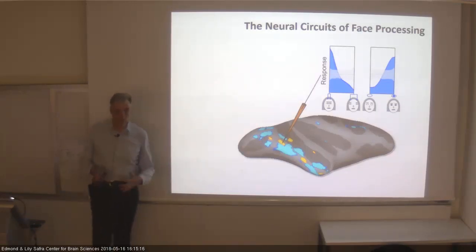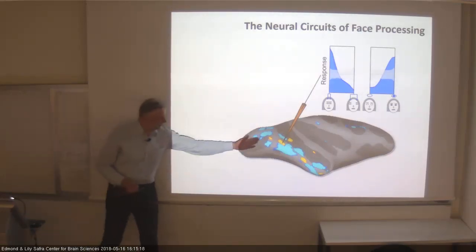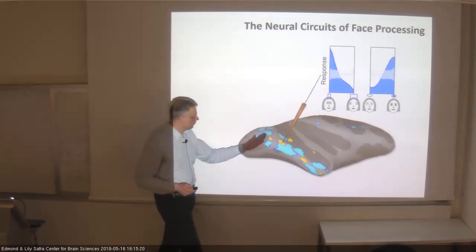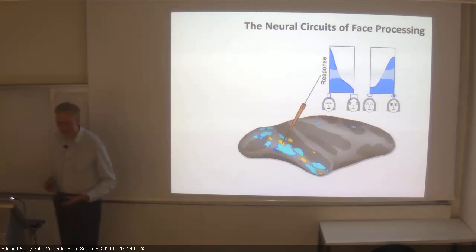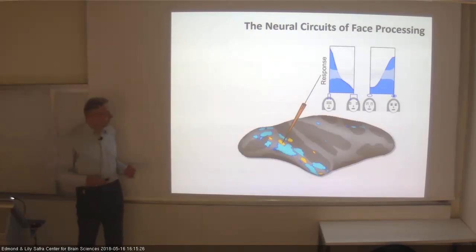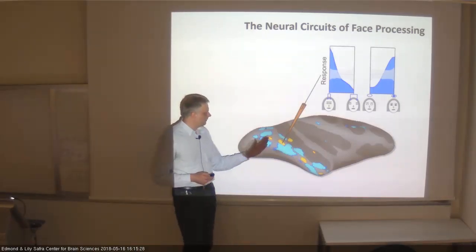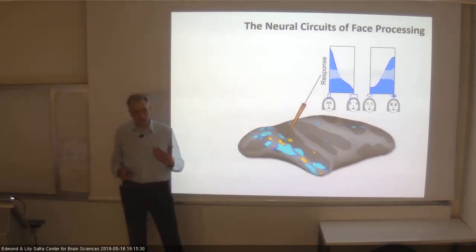So what have we learned about the face processing system? Now that we know there are all these face cells in all of these face selective areas, and this is true for all the areas we've recorded from so far, we can ask, why are they face selective? How are they processing faces? One of the most fundamental discoveries we made is that these cells are selectively tuned to facial features.